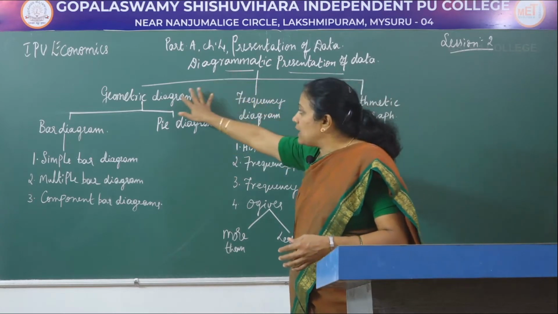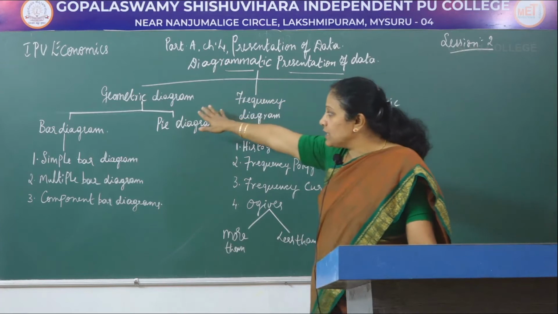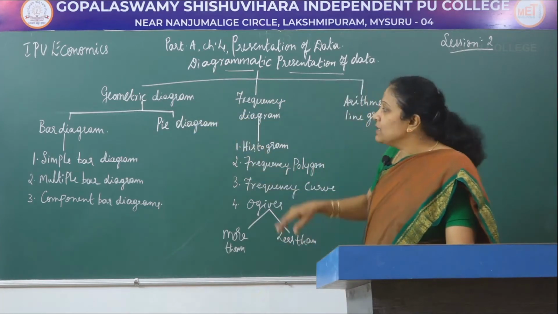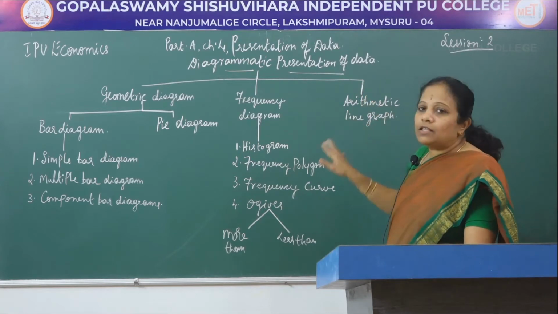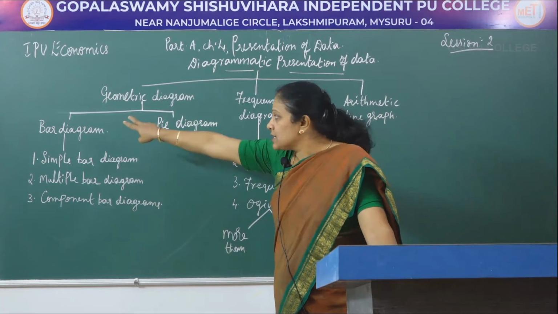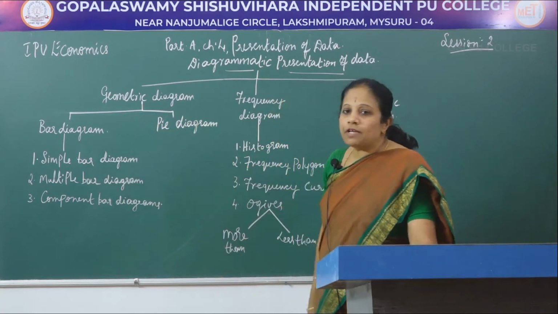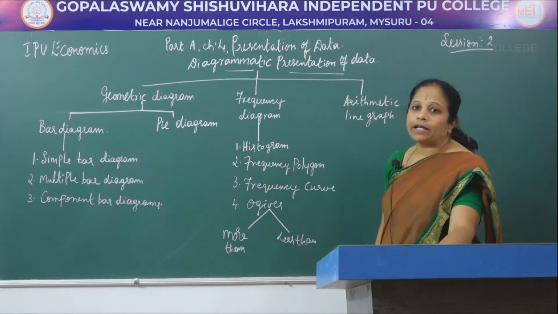The diagrams are divided basically into three forms. The first one is geometric diagram, the second one is frequency diagram, and the third one is arithmetic line graph. Geometric diagrams are subdivided into two. The first one is bar diagram and the second one is pie diagram.